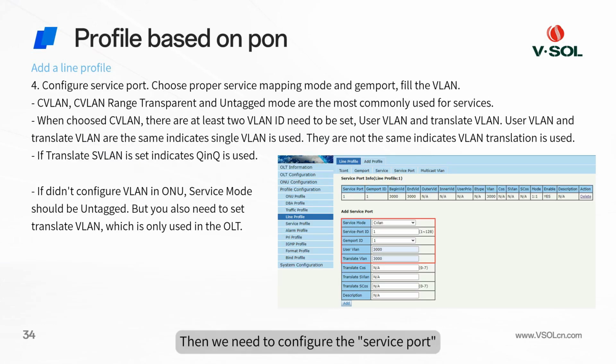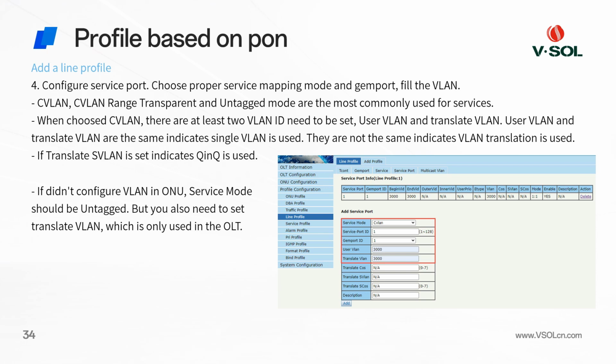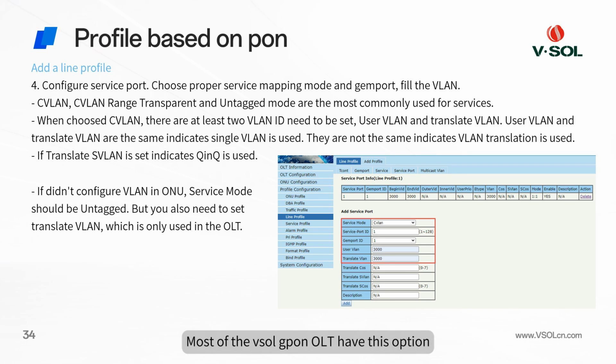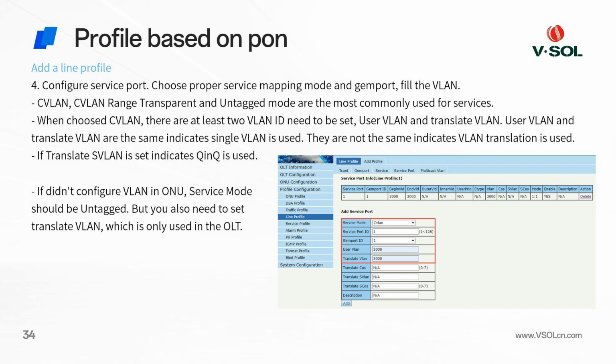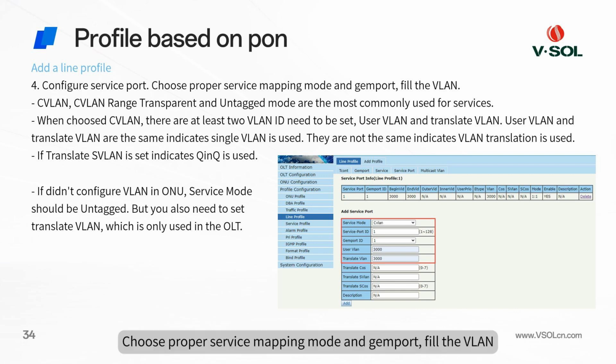Then we need to configure the service port. Most VSOL GPON OLTs have this option. If your OLT does not have this option, you can skip this configuration. Choose the proper service mapping mode and Gemport, and fill in the VLAN.